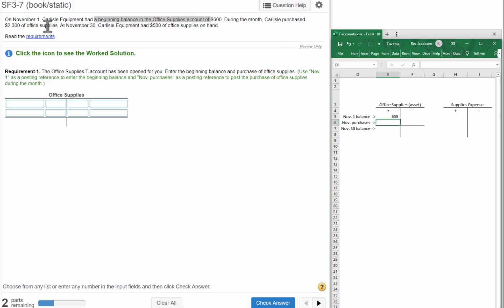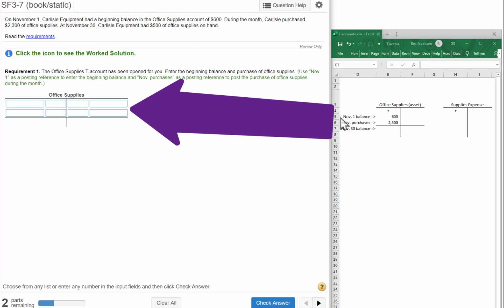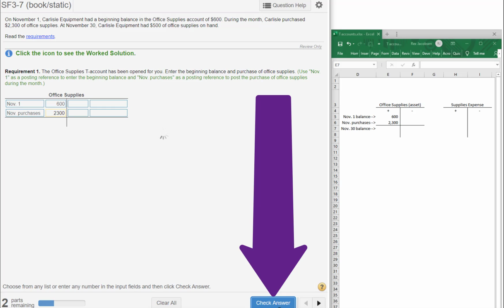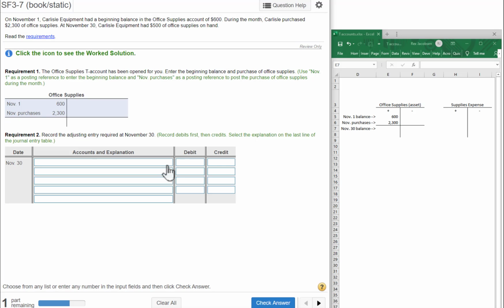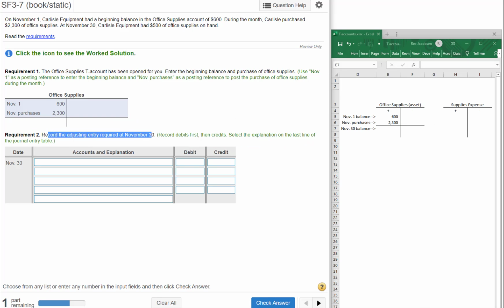How much did we purchase during the month? $2,300. So now I'm going to place the same information over here. We got November 1, 600. November purchases, 2,300. Then it says record the adjusting entry. So over here, my T account, I need one more piece of information. It says at the end of November, Carlisle Equipment had $500 of office supplies on hand.